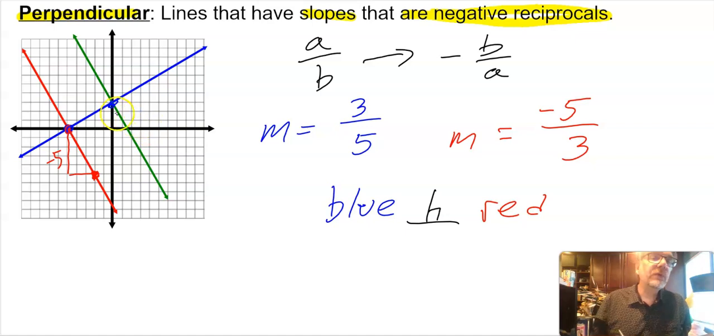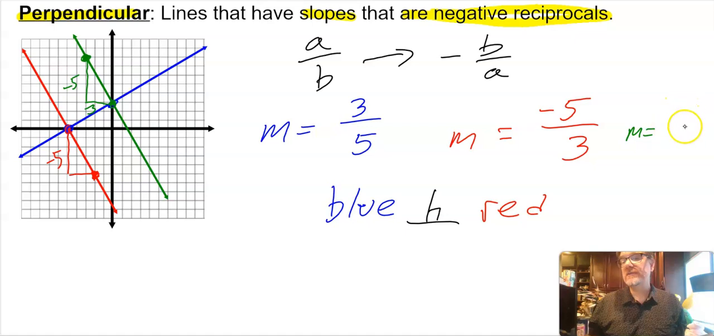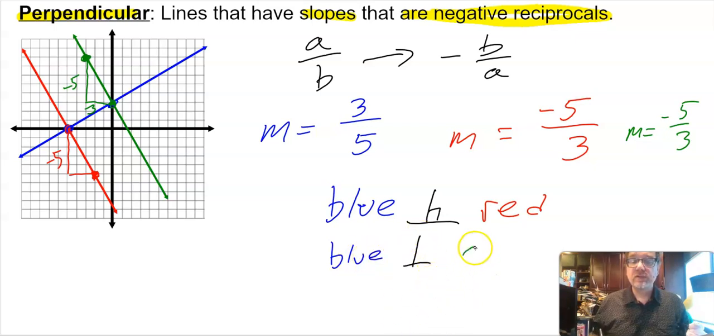Fun fact, let's look at the green one. So here's this green one. And if we go down, I find that point. Again, I have a run of 1, 2, 3, 4, 5. We went down 5, and we go 1, 2, 3 to the right. So green also has a slope of negative 5/3. So not only is blue perpendicular to red, my blue line is also perpendicular to the green line.